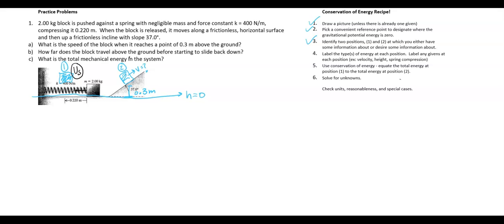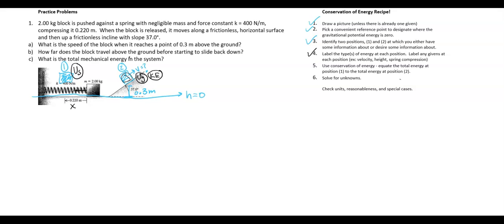Let's look at our next point, point 2. Right there, it's not touching a spring, so no spring potential energy. It is some height above the ground, so we are going to have gravitational potential energy. And it is moving, has some velocity, so it is also going to have kinetic energy. And we already have some givens at each point. This 0.22 meters, reminder, that's the x. Now let's go on to step number 5.